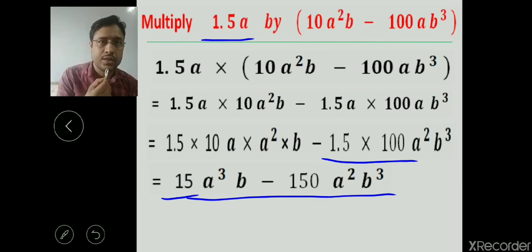Okay, that's all. Now you can revise the multiplication of a monomial and a binomial. And you can also solve exercise 6c. All the questions based on multiplication of monomials and binomials you can solve, mainly up to question number 12. So thank you all of you.